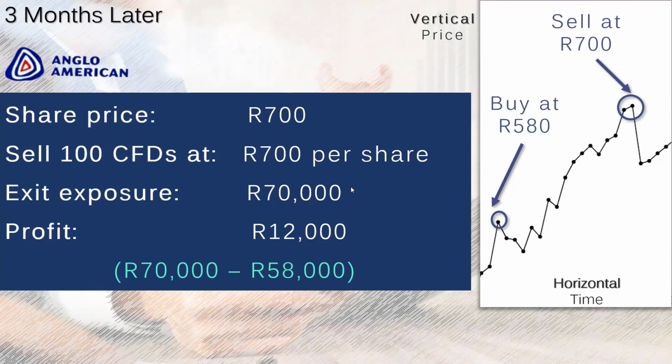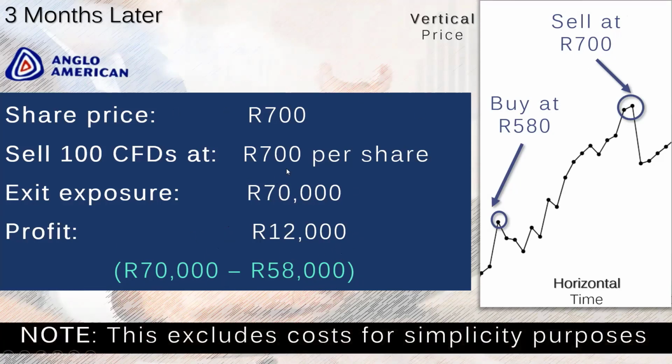Does that make sense? So if your entry exposure was 58,000 Rand and you only put in 5,800 Rand, and your exit exposure is 70,000 Rand, you've got to subtract what you are at the end exposed to from what you initially were exposed to, and then you'll profit the difference.